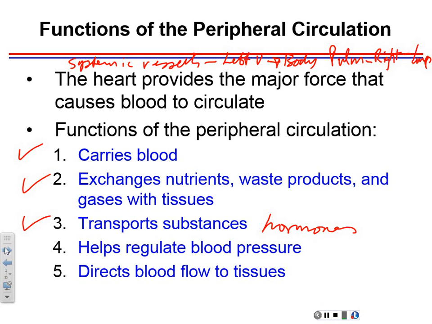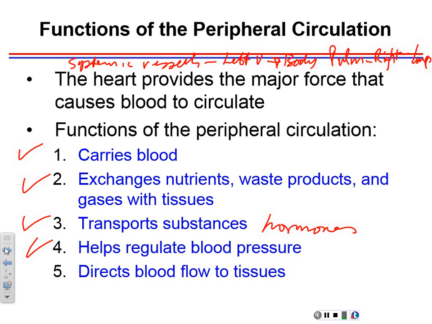It's going to speed up heart rate. It's going to do all sorts of things to get you. So one of the things the peripheral system will do is to constrict the blood vessels to try and increase the pressure. Okay, so good. So you should be able to explain all these functions.